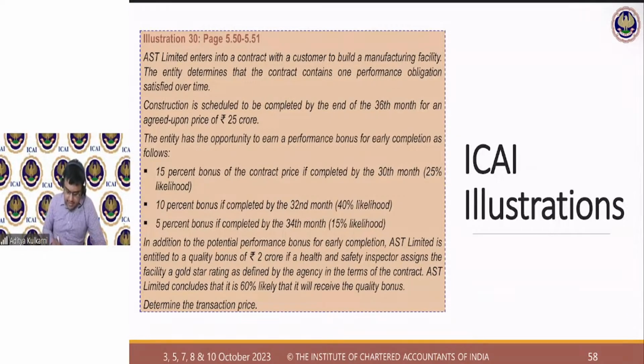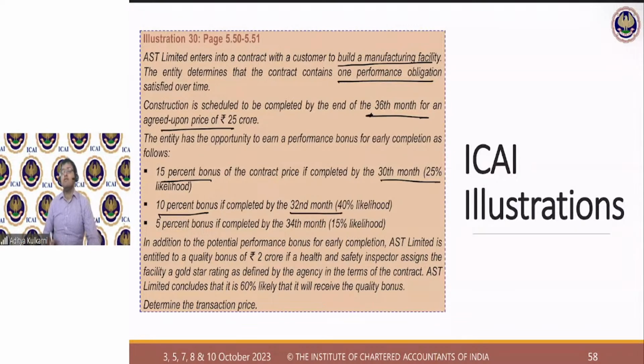See, AST enters into a contract with a customer to build a manufacturing facility. Entity determines that the contract contains one performance obligation to be satisfied over time. Construction is scheduled to be completed by the end of the 36th month for an agreed upon price of rupees 25 crore. The entity has the opportunity to earn a performance bonus for early completion as follows. 15% bonus of the contract price if completed by the 30th month. 10% bonus if it is completed by the 32nd month with a 40% likelihood, and 5% bonus if completed by the 34th month with a 15% likelihood.